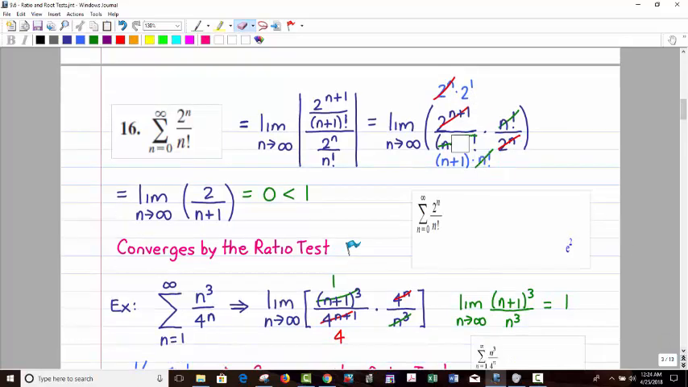And then we clean that mess up, and we come down here, and we're trying to evaluate the limit as n goes to infinity of 2 divided by n plus 1. Well, of course, that's going to go to 0. 0 is less than 1, converges by the ratio test.